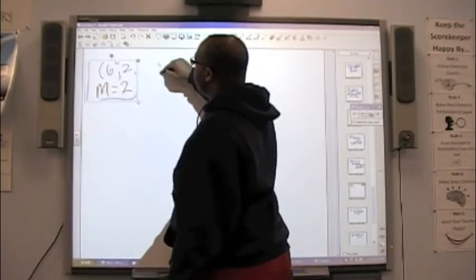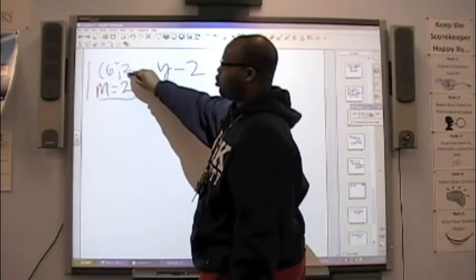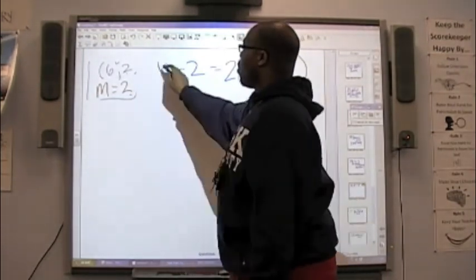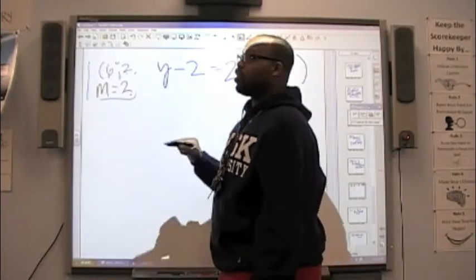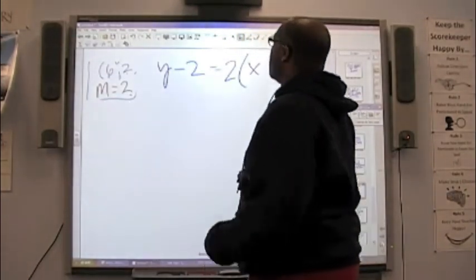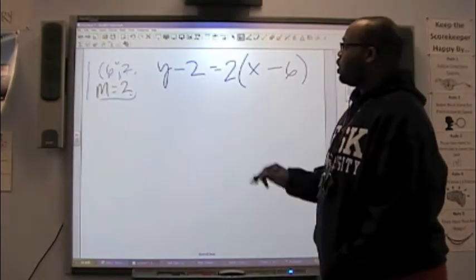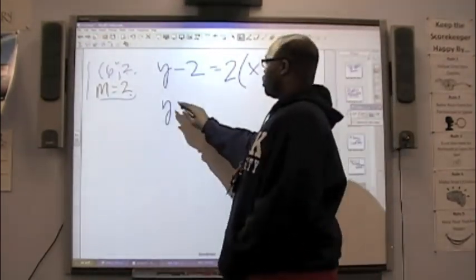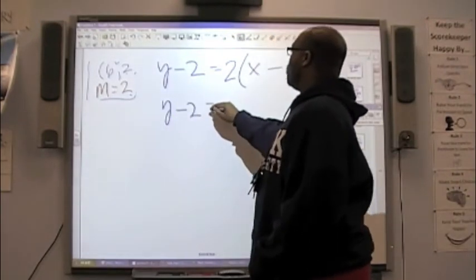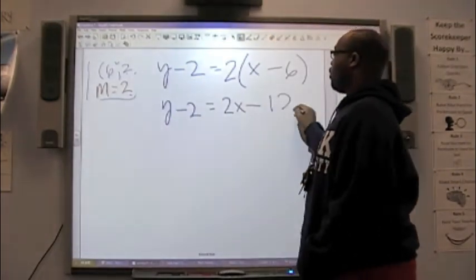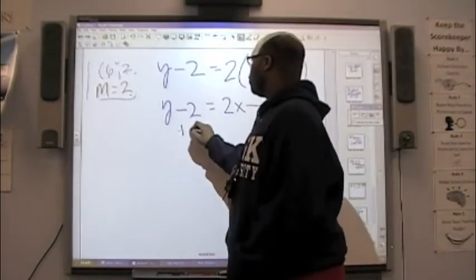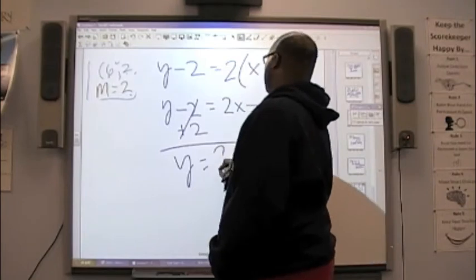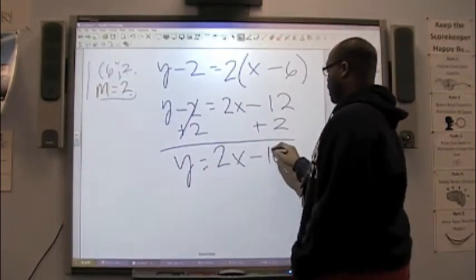6 and 2 is our point, so that's y minus 2, 2 comes from here, equals our slope, 2, times the quantity of x minus your value for x, or x minus 6. Now, to continue writing this line, I'm going to distribute this 2 to the right-hand side, and so that's going to be y minus 2 equals 2x minus 12. Now add 2 to both sides. This cancels out. Y equals 2x minus 10.